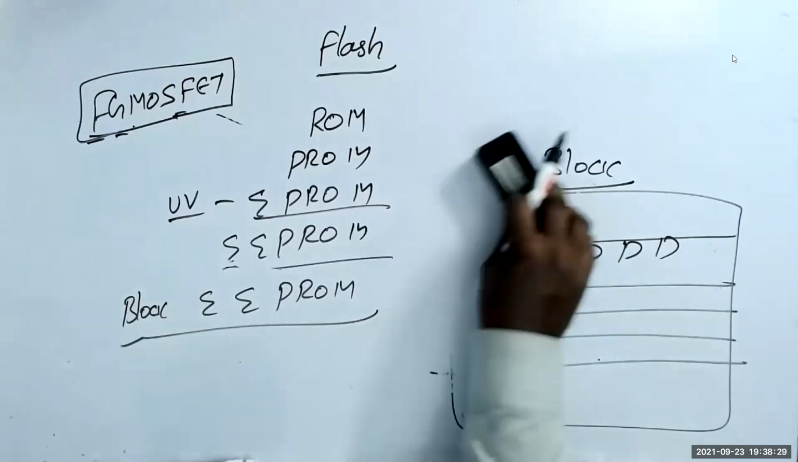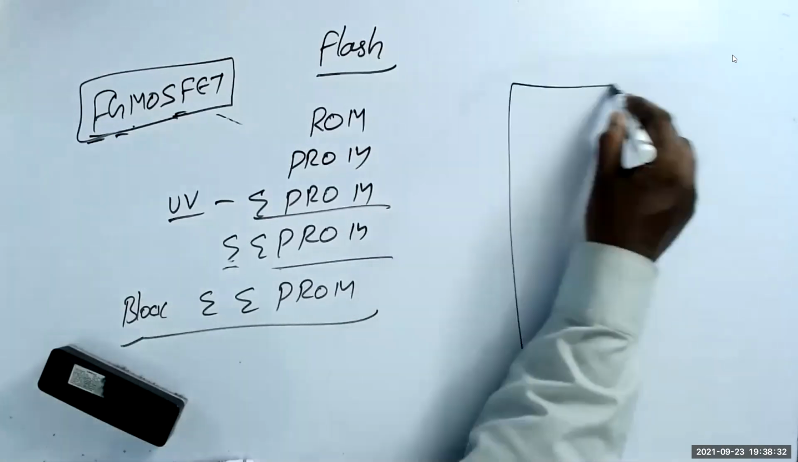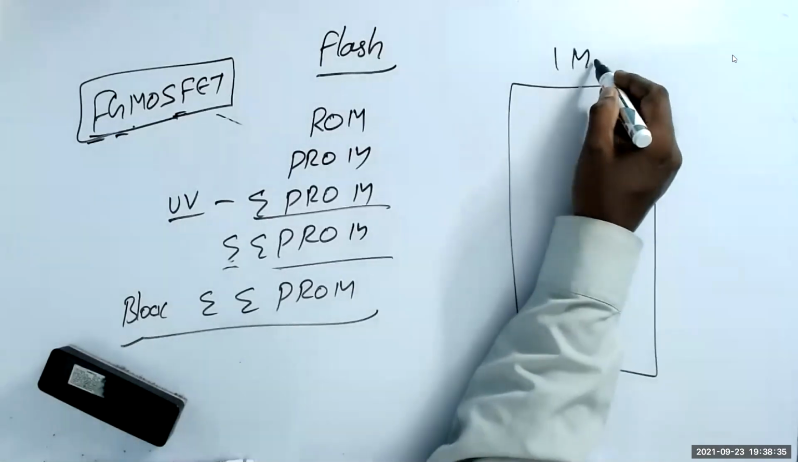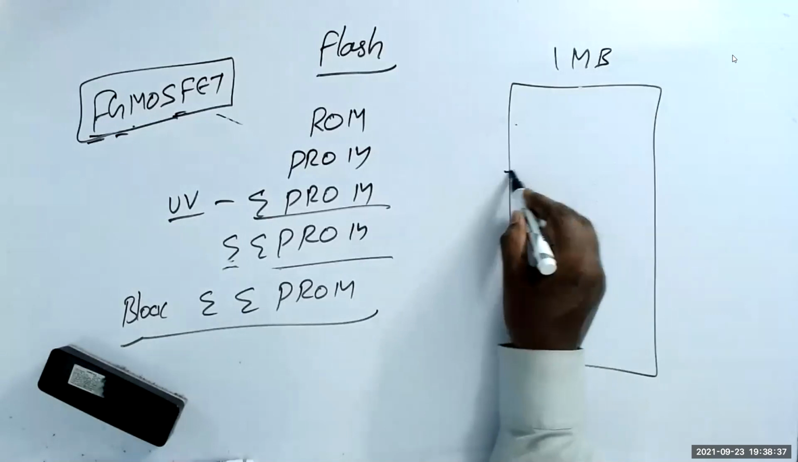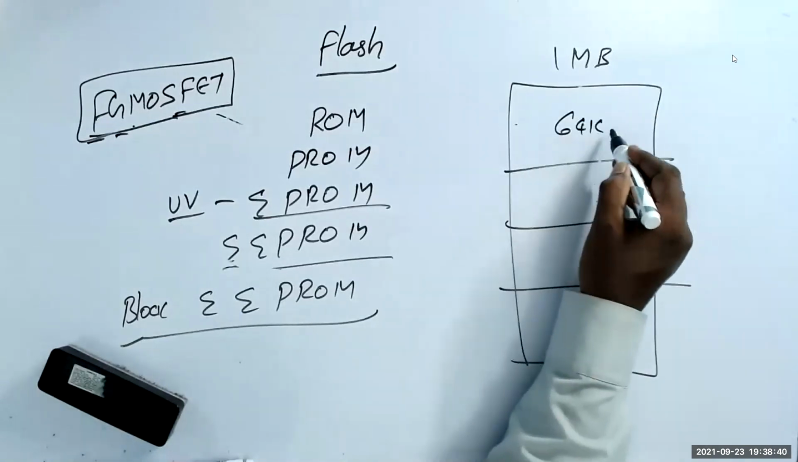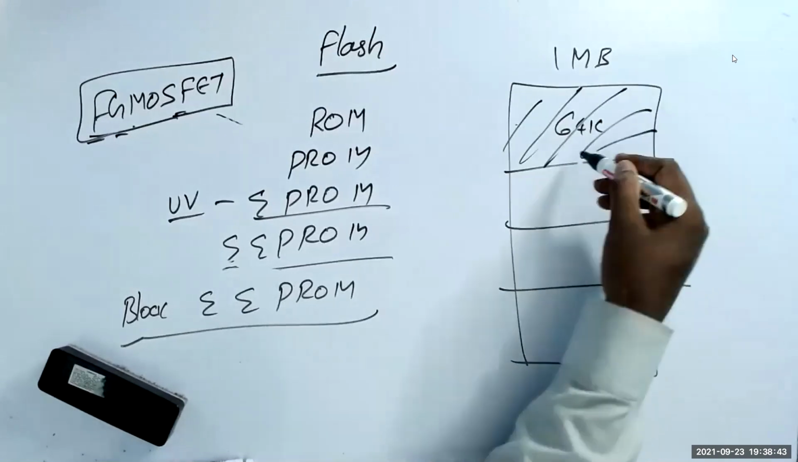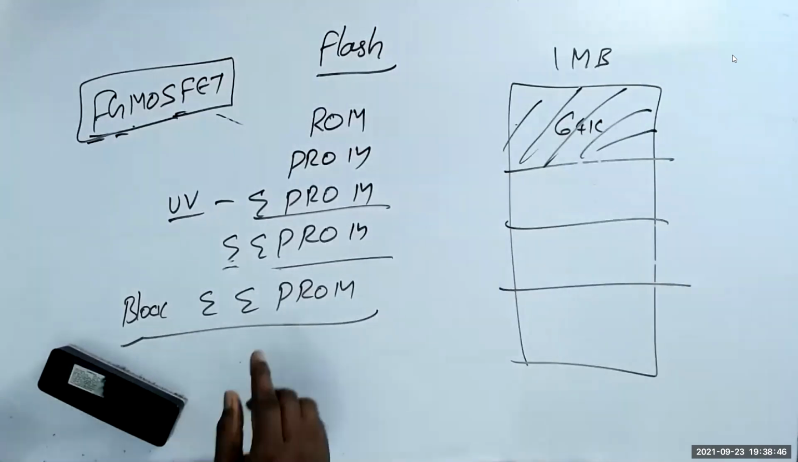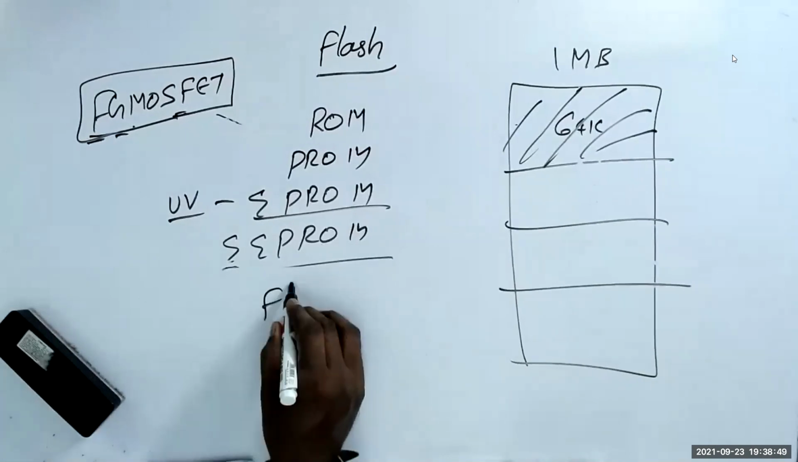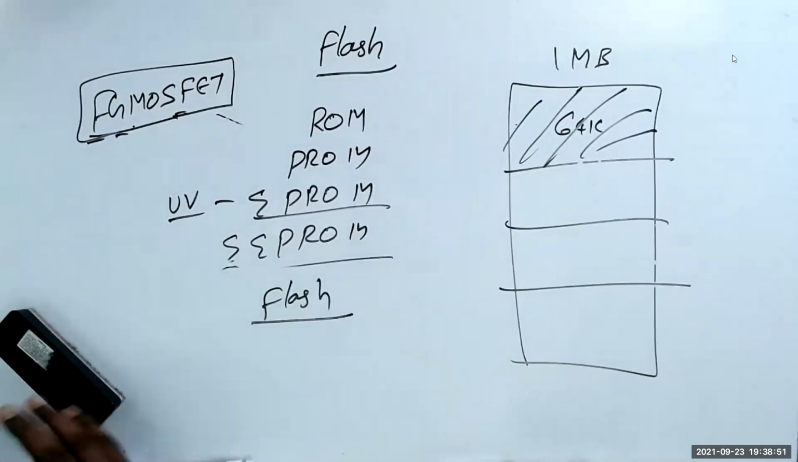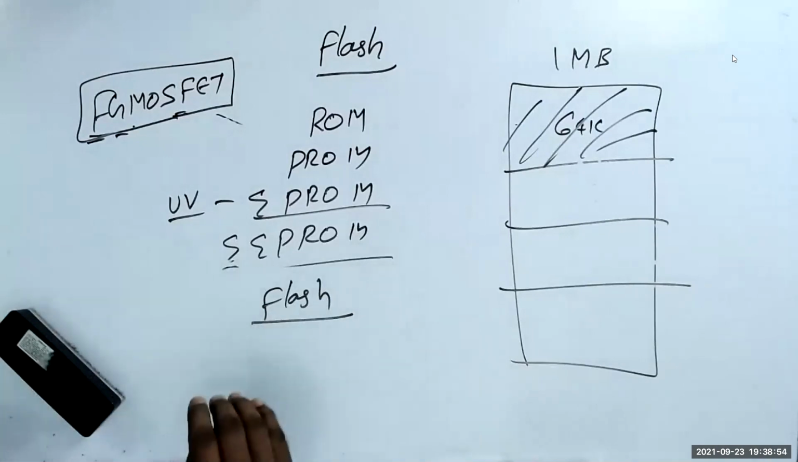So if we have a memory of 1 megabyte, I'll say divide into so many blocks of 64K. I can erase block by block. I need not erase 1 by 1. This is called flash. The flash is nothing but EEPROM, but block erasable. I'll show you now one small thing, our data sheet.